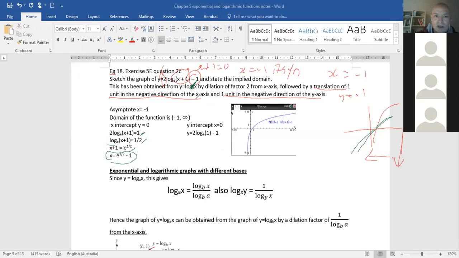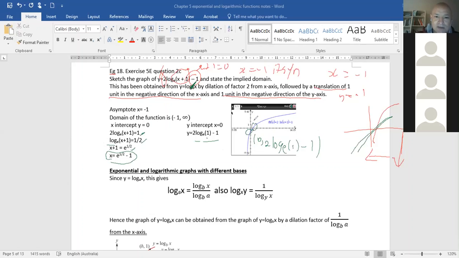Y-intercept, put my x equal to 0. So we get 2 log e of (0 plus 1). So it's 2 log e of 1 minus the 1. Don't try and work it out if you don't have a calculator. Just keep it like that. So that one there, we would be writing as 0, 2 log e of 1 minus 1.